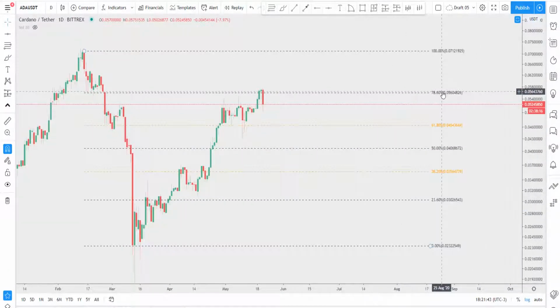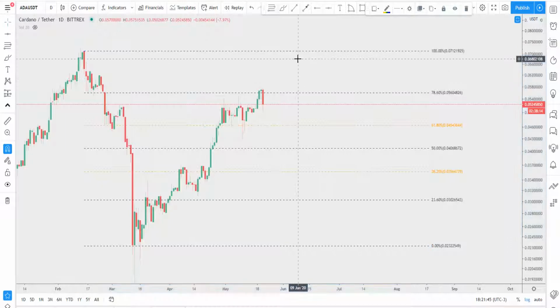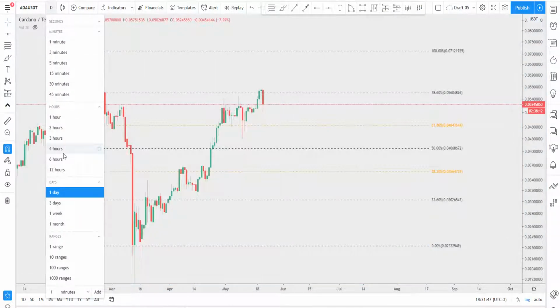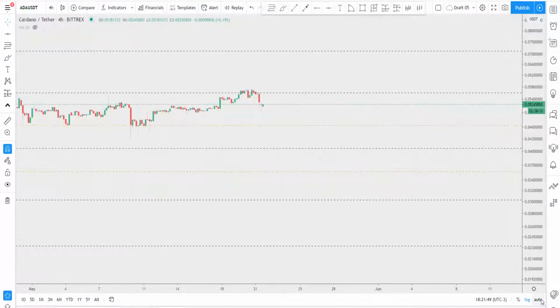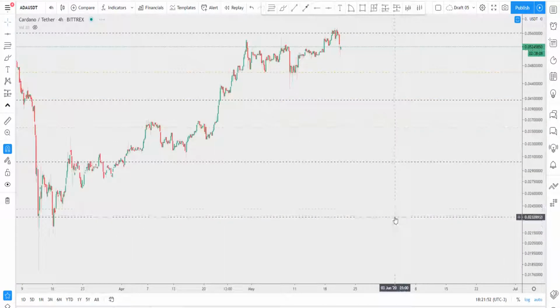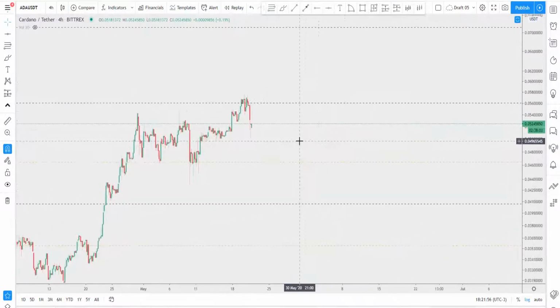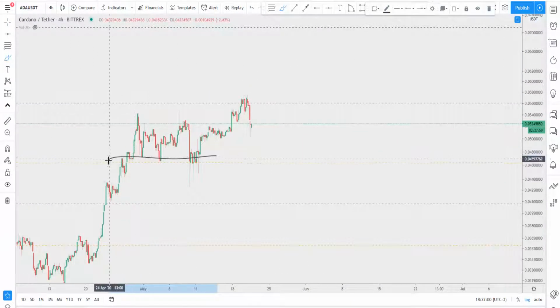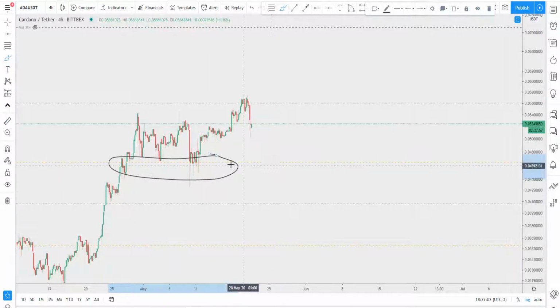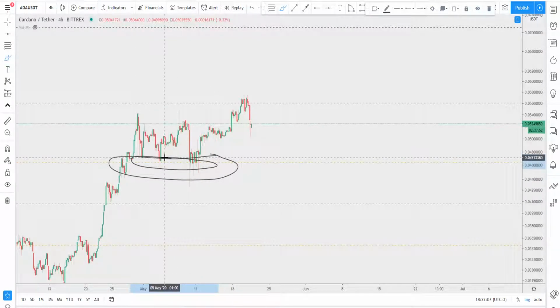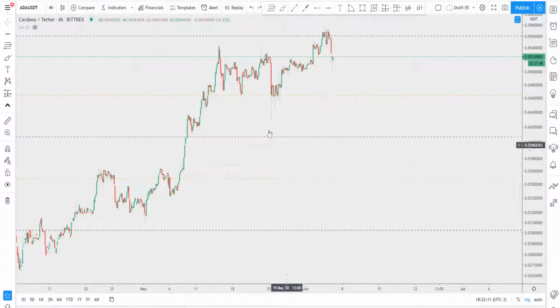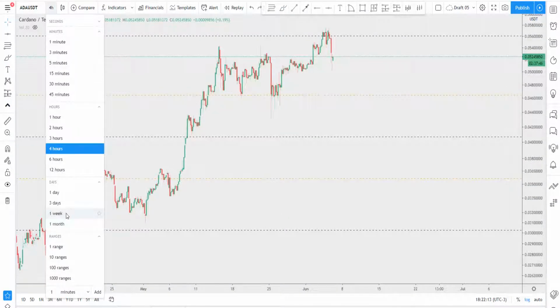And let's take a closer look on the 4 hours for more evidence. Okay, so this is very interesting. As you guys can see here, this level is the golden mean, and look how we find support here multiple times. So this is one of the reasons I will bring us to the weekly so you guys can have a better idea.